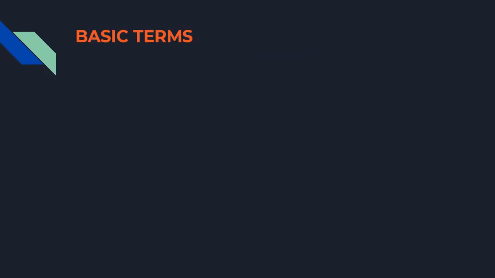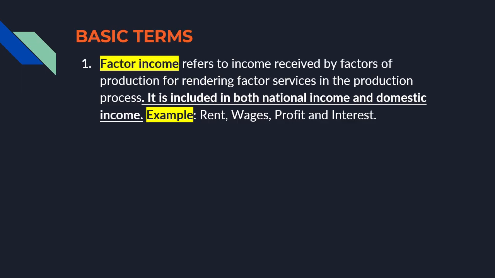First is factor income. Factor income is nothing but the income paid to the factors of production for providing their factor services. And we know the examples: rent, interest, wages and profit. One important point to remember here is it is included in both domestic income and national income. This is important from the numerical point of view.